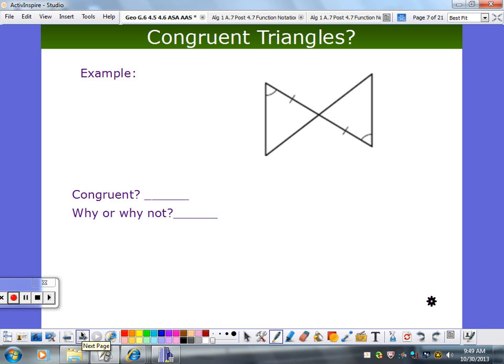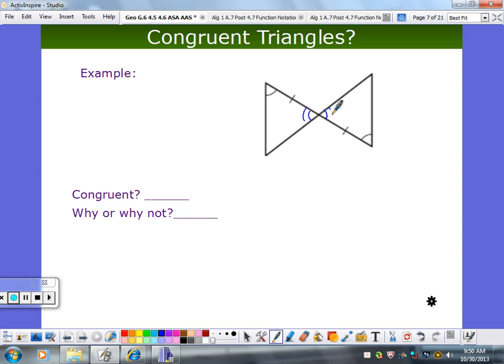Let's see. So now we're just kind of looking at different triangles here. And this one here, this is like A on your paper here. Can we use the different things that we know to prove a triangle that is congruent or not congruent, right? So I've got two triangles here. Can I prove them congruent? Yes, because vertical angles are congruent.